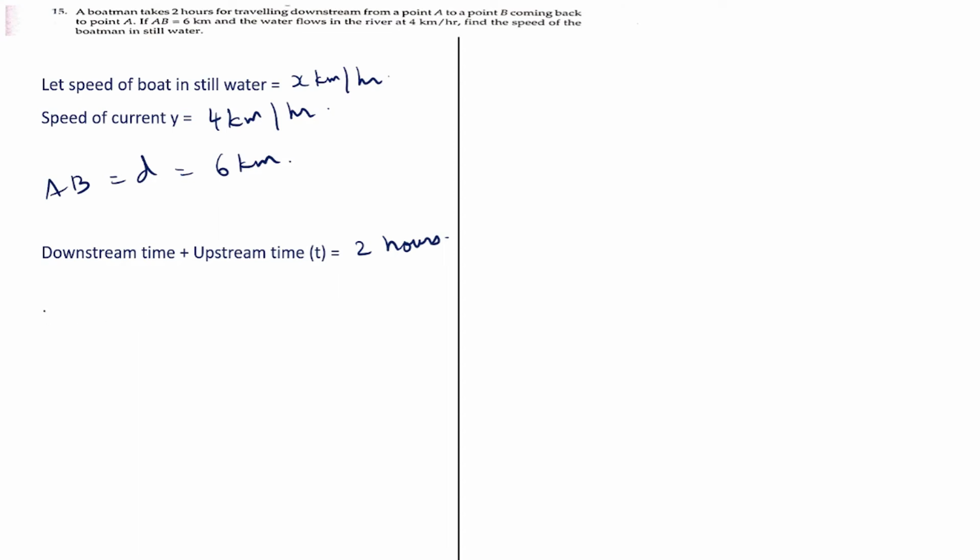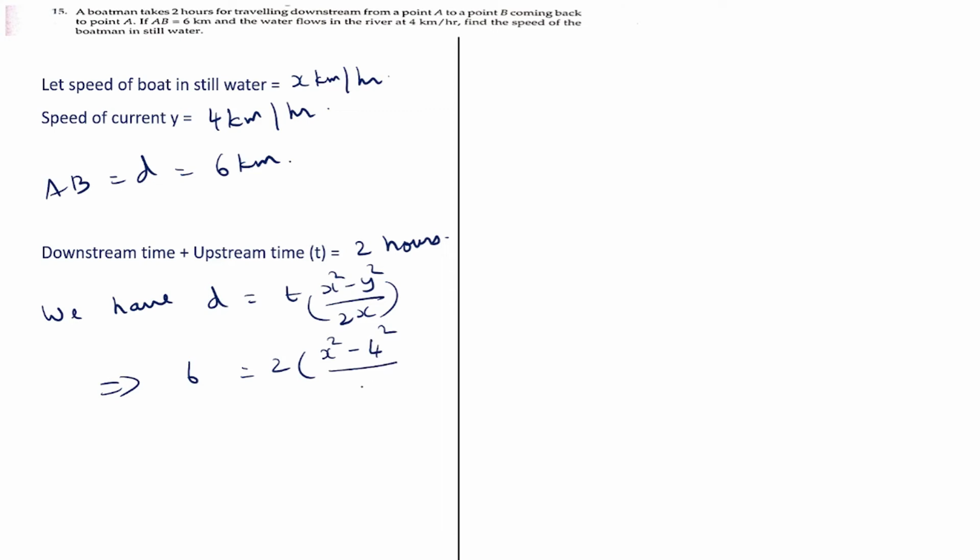Now we know the formula for the distance travelled. We have d is equal to t into (x square minus y square) upon 2x. Or we have d is 6, t is 2, x square minus y is 4, so 4 square upon 2x. So this implies, if we cross multiply, we get 6x is equal to x square minus 16, or x square minus 6x minus 16 equal to 0.